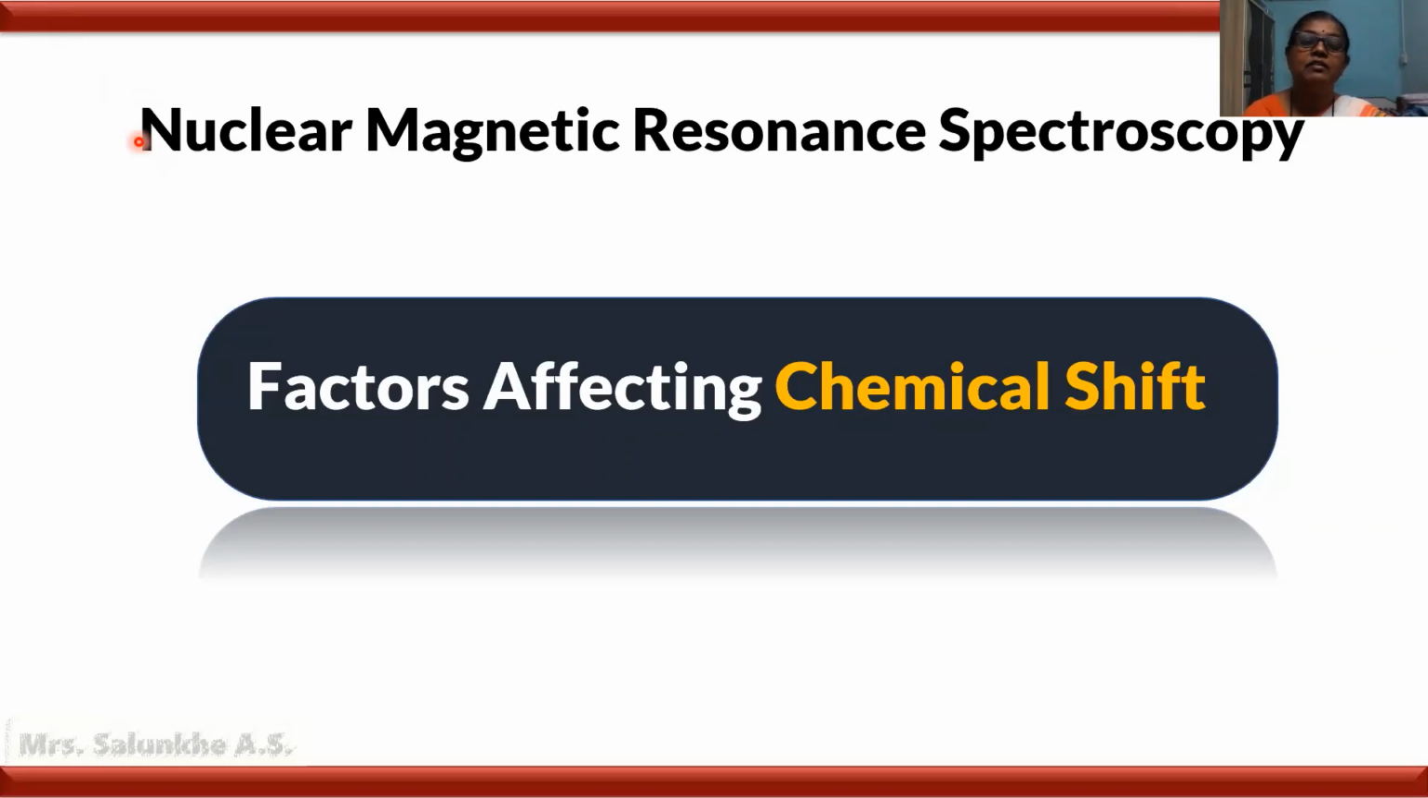In previous lectures, we went through a number of points such as magnetic and non-magnetic nuclei, what is meant by nuclear resonance, what is meant by shielding and de-shielding, then equivalent and non-equivalent protons, chemical shift, and measurement of chemical shift. In this video, we are going to learn the factors affecting chemical shift.